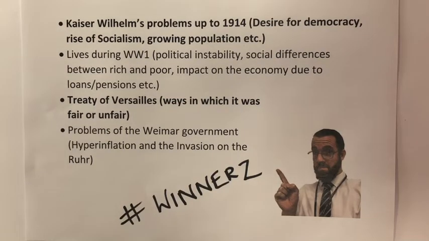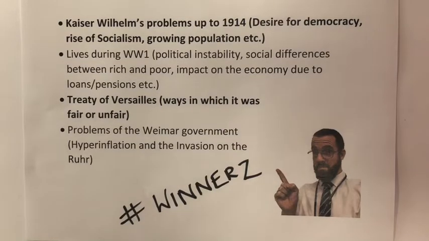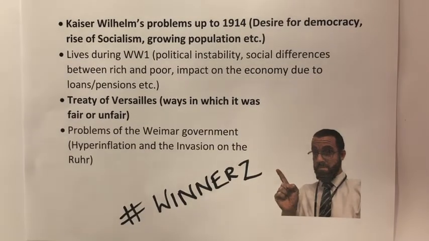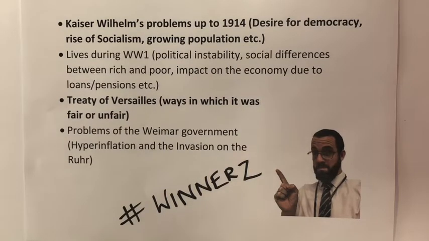Then you've got the Treaty of Versailles, pay particular attention to ways in which it was fair or ways in which it was unfair. So fair in terms of aspects like Woodrow Wilson's 14 points that he tried to apply to it, unfair particularly how the German people reacted to it. And then lastly, the problems of the Weimar government. Now we said there's 5, but I want you specifically to focus on 2, which is hyperinflation and the invasion of the Ruhr. Nice. Now, let's check out the exam questions.